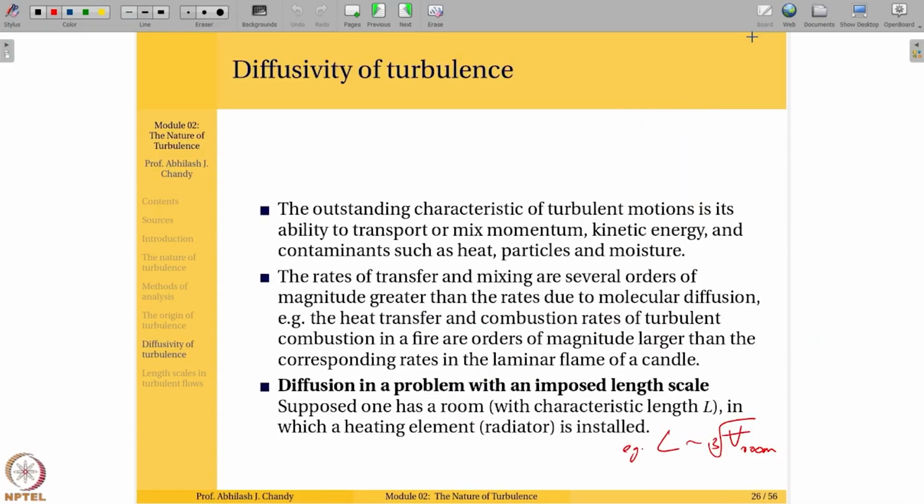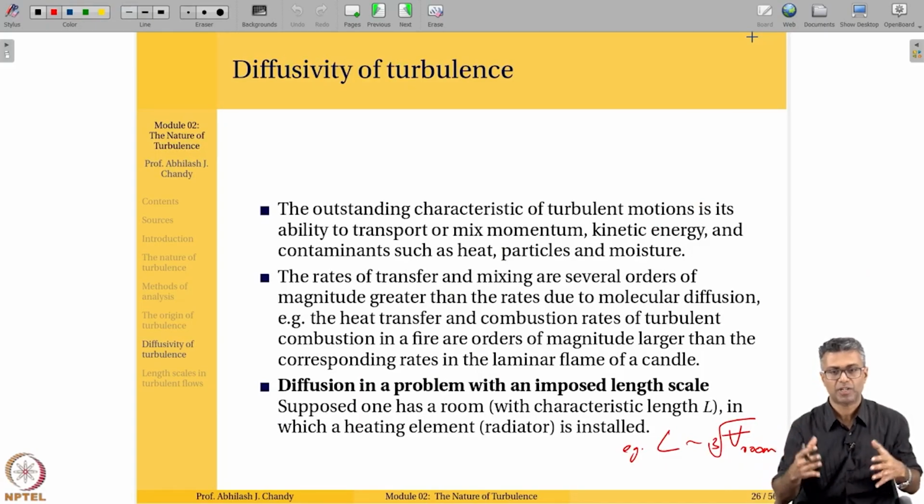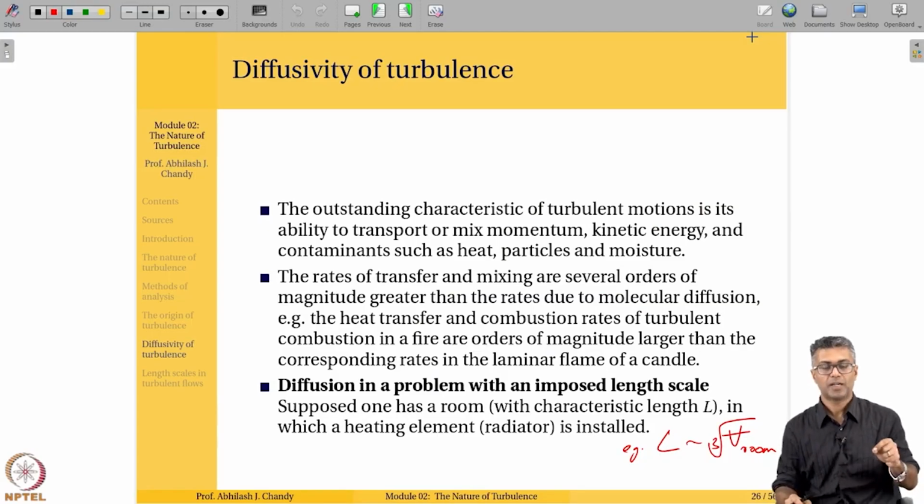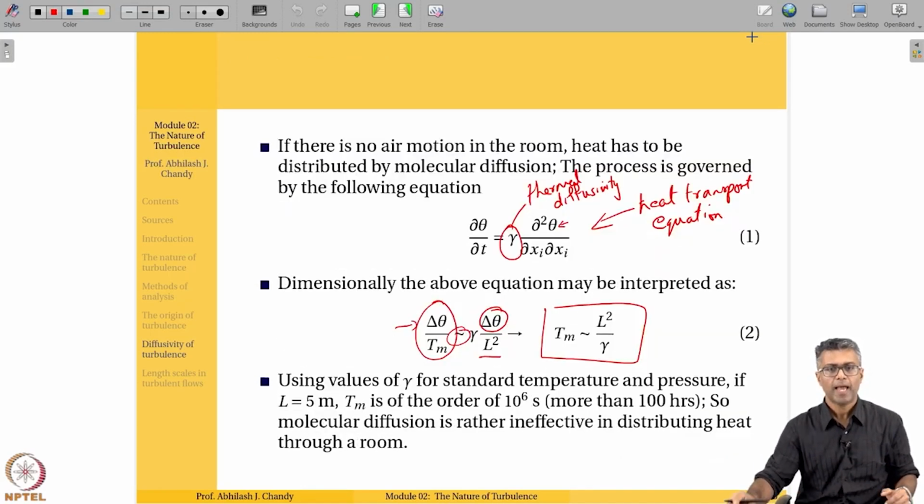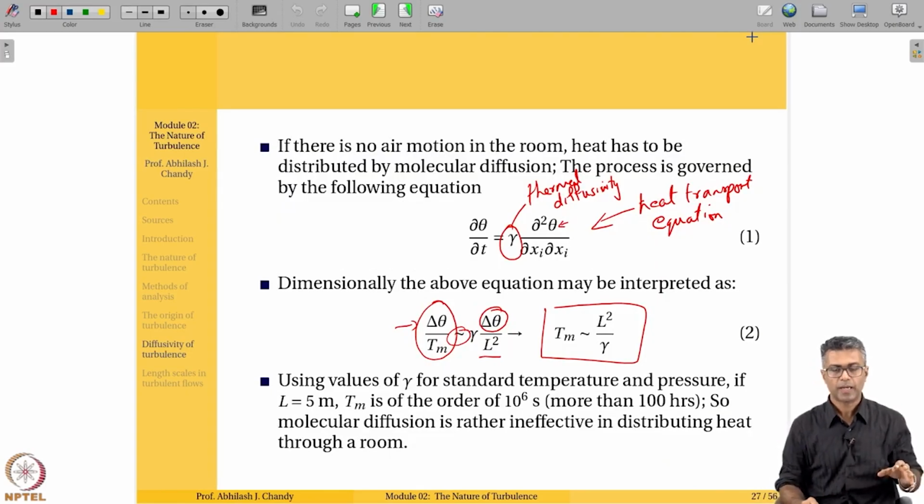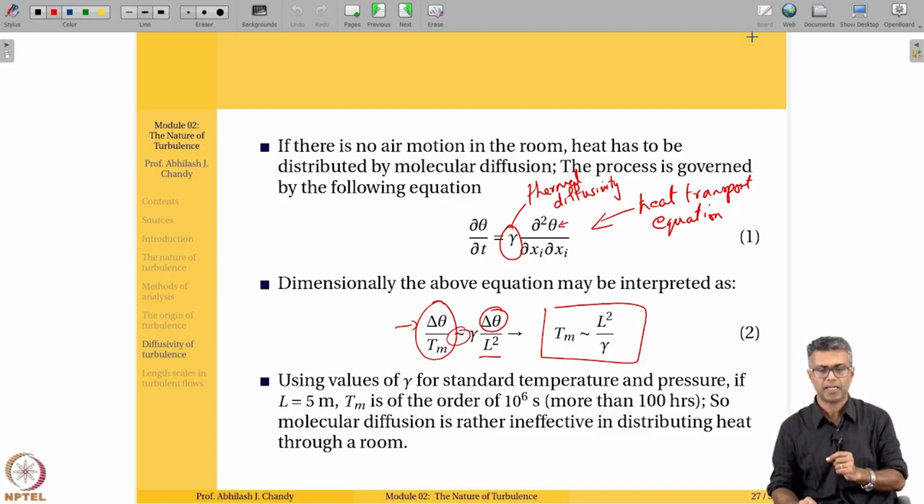So we started by looking at a room that has a heating element like a radiator installed, with a characteristic length L, which can be approximated as the cube root of the volume of the room for all practical purposes. We took the first case where there is no air motion. In that case, the heat transport can be governed by the heat transport equation shown here, equation number 1: ∂θ/∂t = γ ∂²θ/∂xi∂xi.